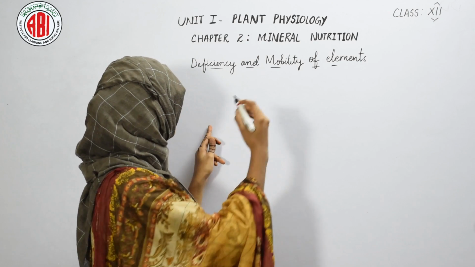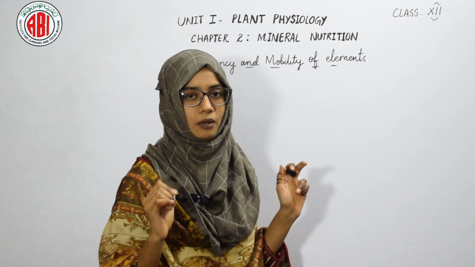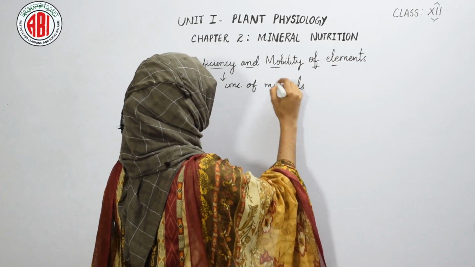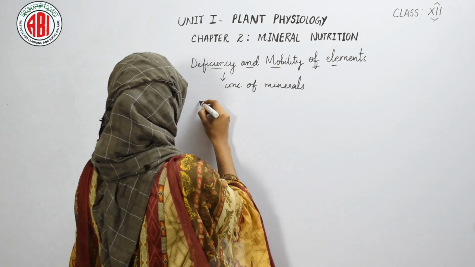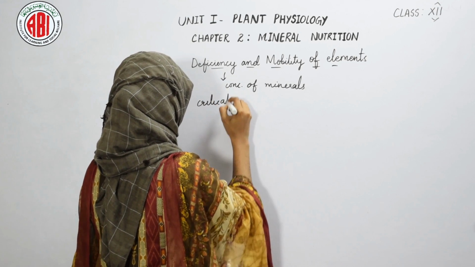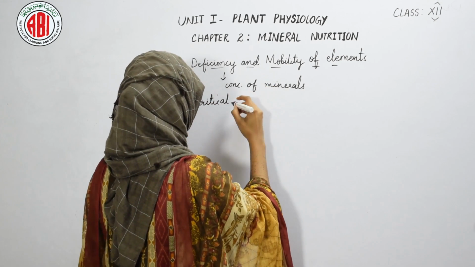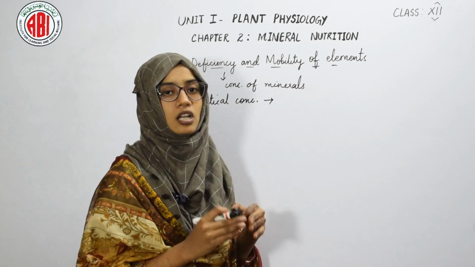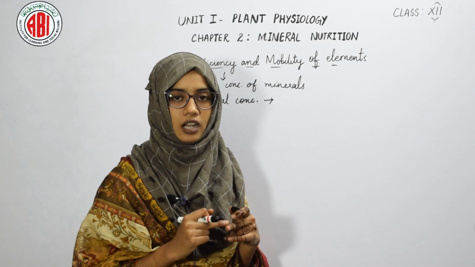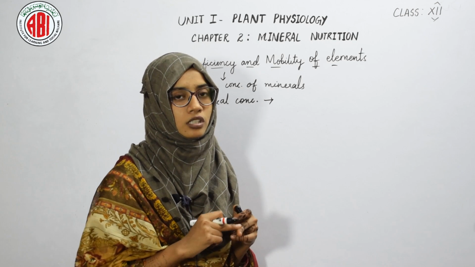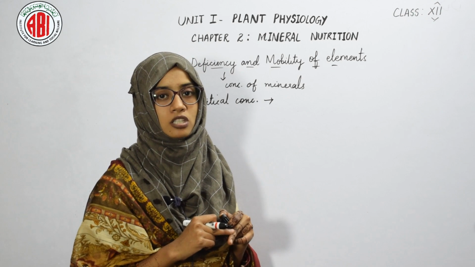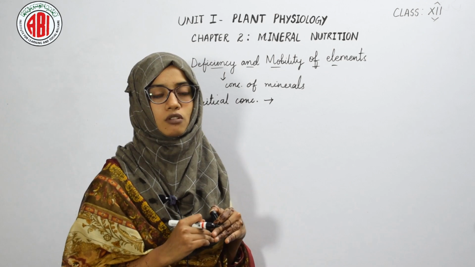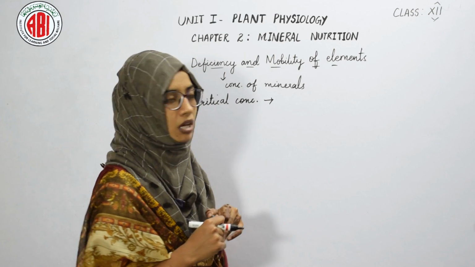We can see the deficiency symptoms in the plant body only when the concentration of minerals present in the soil is low. So here some terms need to be understood while starting the chapter mineral nutrition. First term is critical concentration. The critical concentration is defined as the concentration of the minerals or elements below which the plant shows the deficiency symptoms of that particular mineral or element.